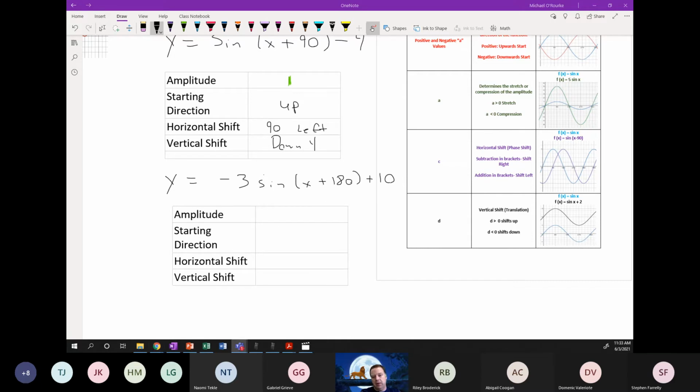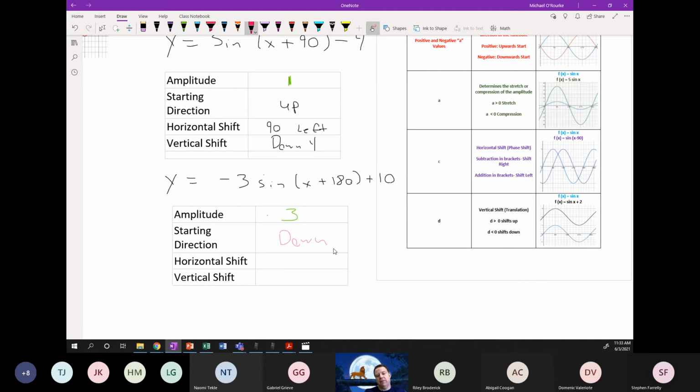Up here real quick. All right, so who wants to give me some items here for me? Who wants to give me my amplitude? Amplitude's always positive, always positive. Amplitude's 3. Good. The negative tells me it starts down, right? We're starting down from there.